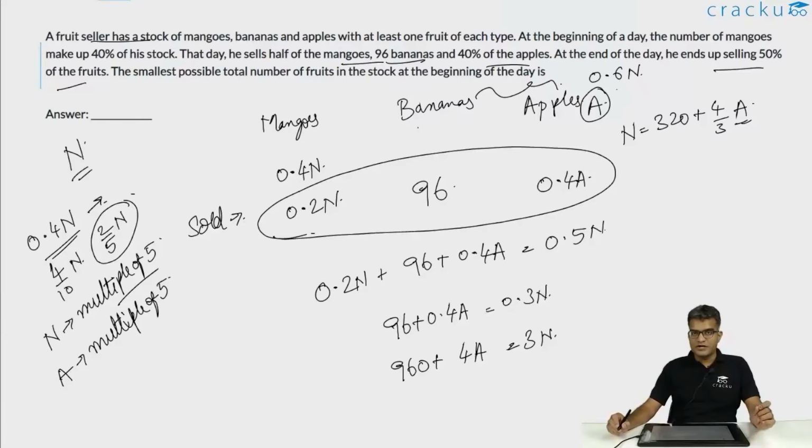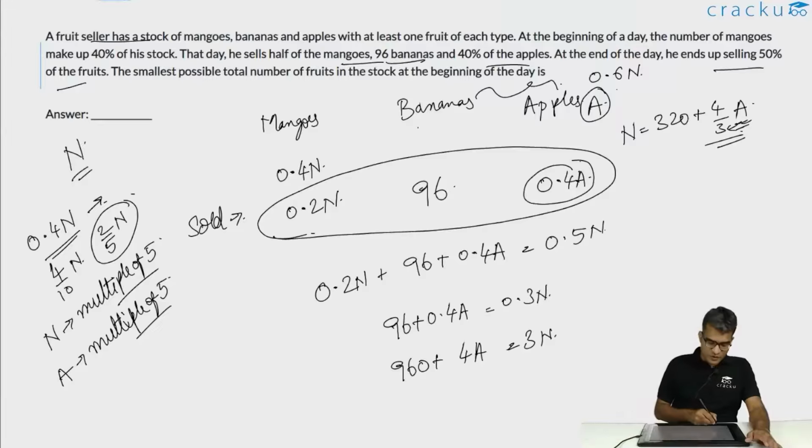Now, what can we say about this? We want a to be a multiple of 5, because if a is not a multiple of 5, this 0.4a will not be a natural number. And we want this to be again a natural number, so a has to be a multiple of 3 as well. So a basically has to be a multiple of 5 and 3. This would imply that a has to be a multiple of 15.